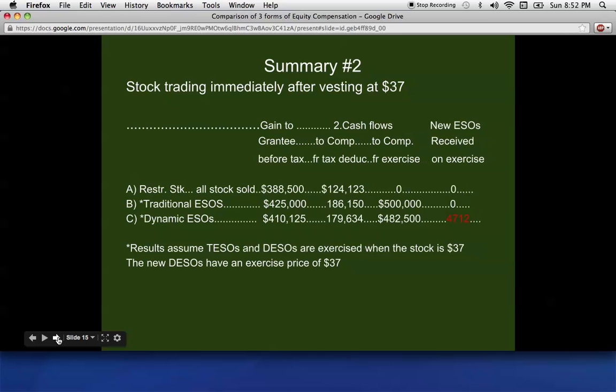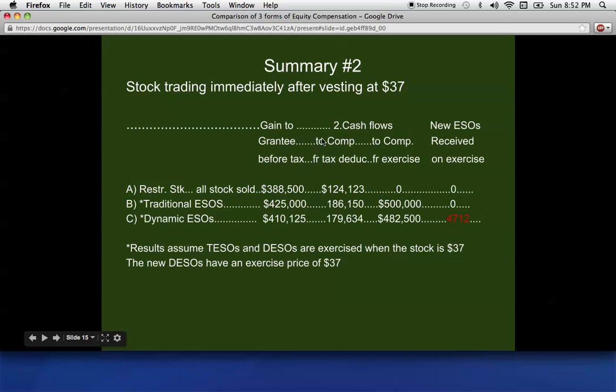All right, so now let's look at the same illustration when the stock's 37. So again, the gain to the grantee before tax are these figures here. All right, and it's not too far different.